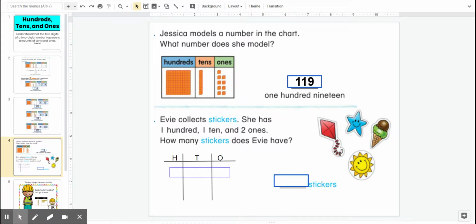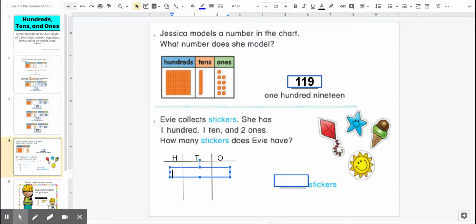We used to do a tens and ones chart. Now we're adding that hundreds place over here. So how many hundreds did she have in her stickers? Good, she had 100, 10, and 2 ones. So how many stickers does Evie have? 112 stickers.